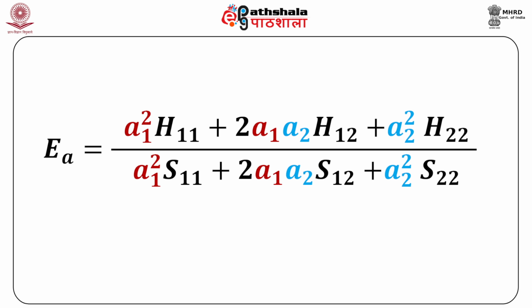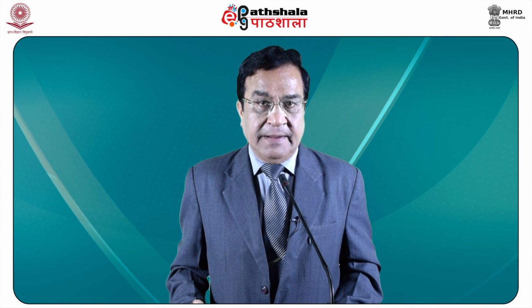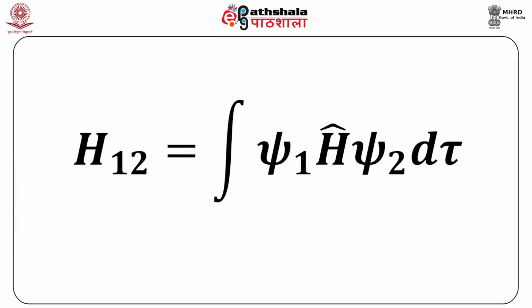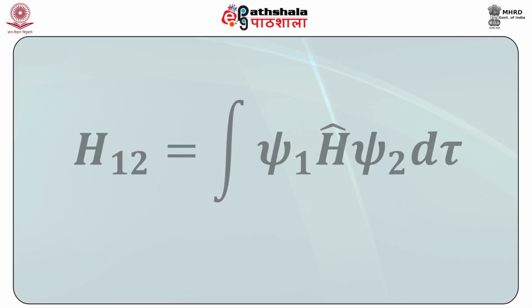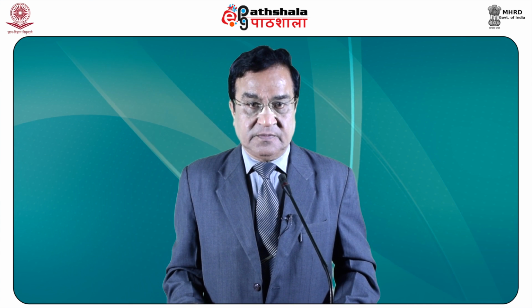Here one must notice that H12 or H21 will be equal. Why will they be equal? Because the Hamiltonian, as we all know, is a Hermitian operator, and the definition of H12 is the integral of psi 1 H-cap psi 2 d tau. So that's basically what H11 or H12 is.